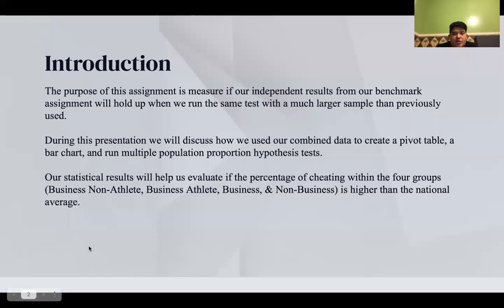So the purpose of this assignment is to measure if our independent results from our benchmark assignment will hold up or be consistent when we run the same test with a much larger sample than previously used. During this presentation, we will discuss how we used our combined data to create a pivot table, a bar chart, and run our multiple population proportion hypothesis test. Our statistical results will help us evaluate if the percentage of cheating within the four groups, which include business non-athlete, business athlete, business, and non-business, is higher than the national average.